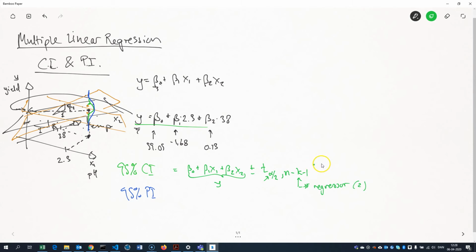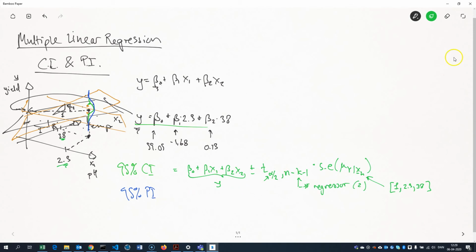And we have to multiply it by the standard error of the mean of the response given some set of regressor variables. This x h here is a vector. I'll get back to it, but it's a vector that contains the number 1, and then 2.3, which is our choice of pH, and 38, which is our choice of temperature. So it contains the coordinates of the regressor variables that we're interested in.